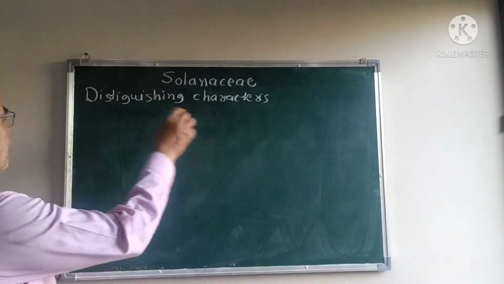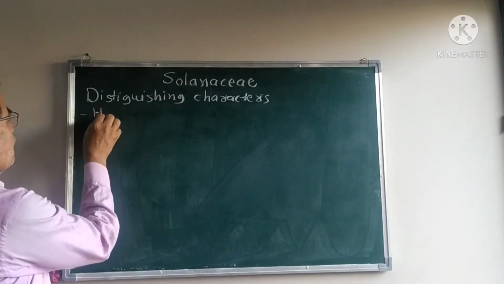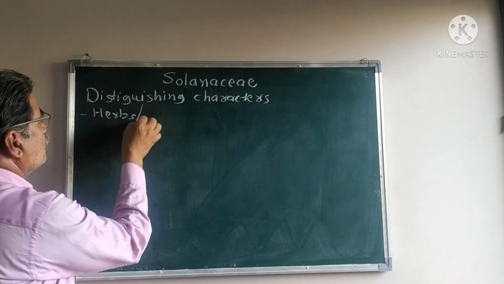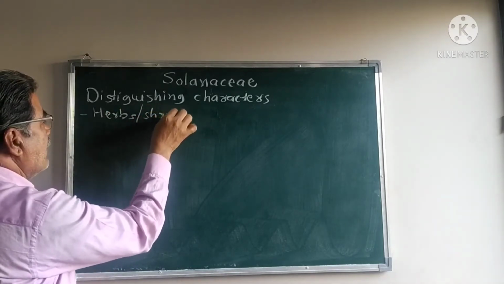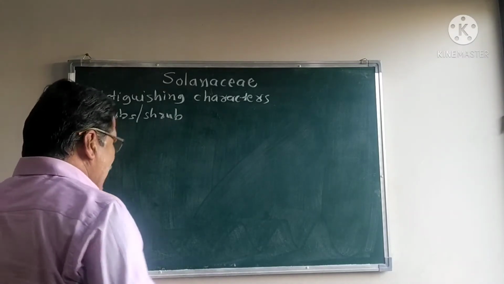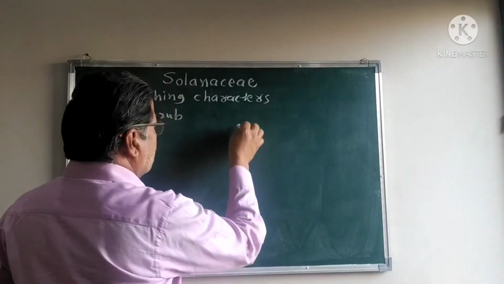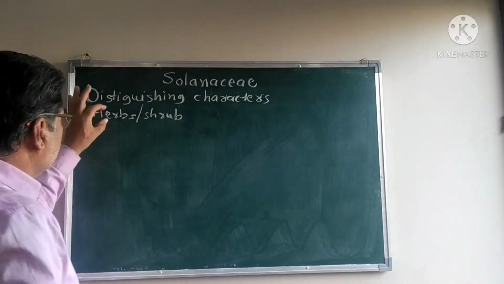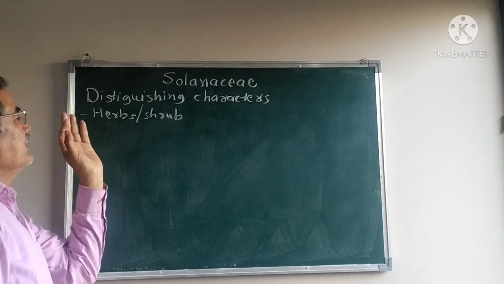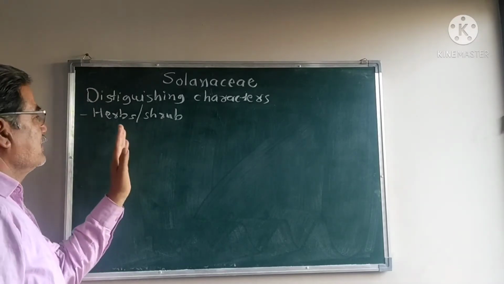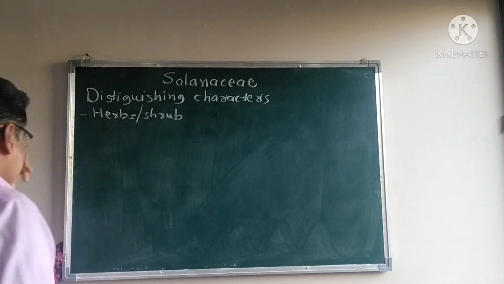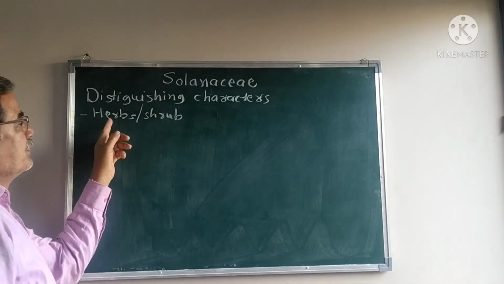Here the plants are herbs or shrubs. They may be herb, they may be shrub. Herb in the sense that the plant body throughout its life remains green, soft, delicate, herbaceous, and there is no formation of secondary growth. Such plants are known as herbs.